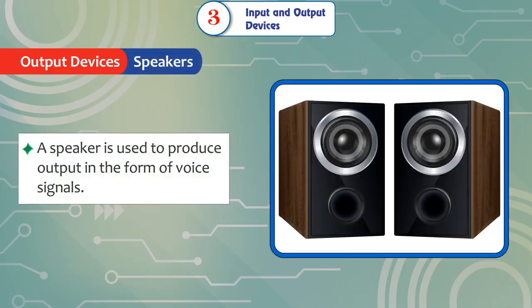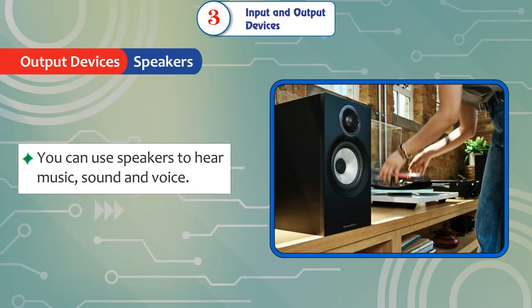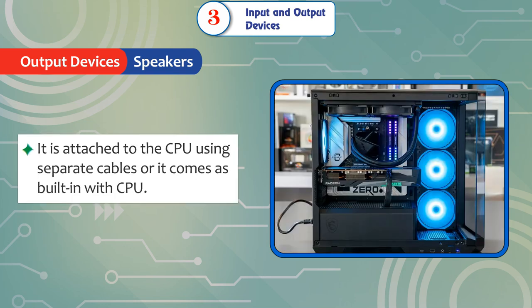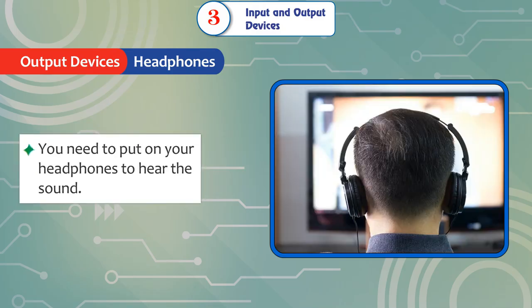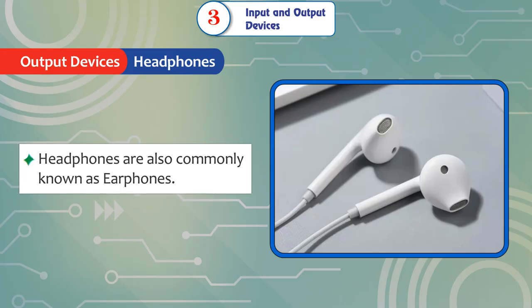Speakers. A speaker is used to produce output in the form of voice signals. You can use speakers to hear music, sound, and voice. It is attached to the CPU using separate cables, or it comes as built-in with CPU. Headphones. Headphones are used to produce sound. You need to put on your headphones to hear the sound. Headphones are also commonly known as earphones.